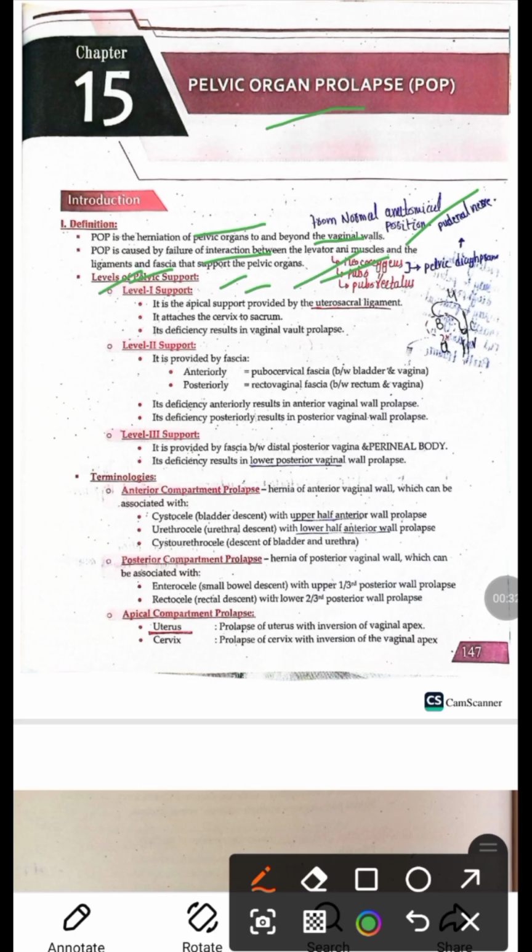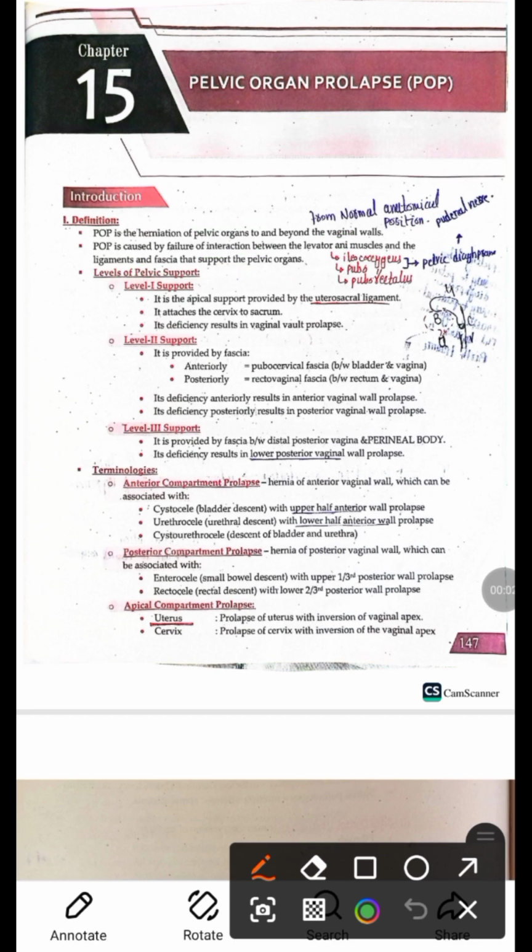The levator ani muscle includes iliococcygeus, pubococcygeus, and the puborectalis muscle. Next is the level of pelvic support. The first one is level 1 support. Level 1 support is provided by the ligaments, that is the uterosacral ligament, and this ligament attaches the uterus or the cervix to the sacrum, and its deficiency results in vaginal wall prolapse.